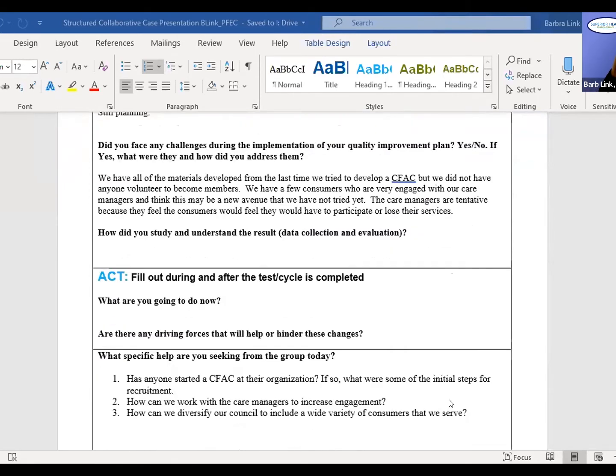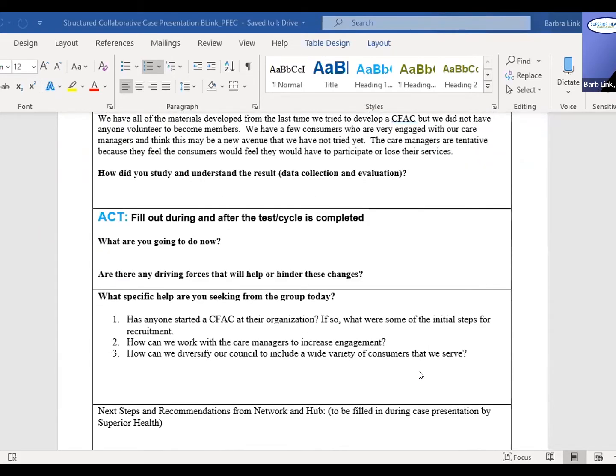So with that, since it's in the very beginning stages, my questions are: has anyone ever really started to try and do a patient and family advisory council from the ground up? And if so, what were some of the initial steps that you took for even trying to recruit participants? And how can we work with the care managers to help increase engagement among those frontline workers who we think have one-on-one outreach and know great participants who could be wonderful volunteers? And how can we diversify our council to include a wide variety of consumers that we serve?